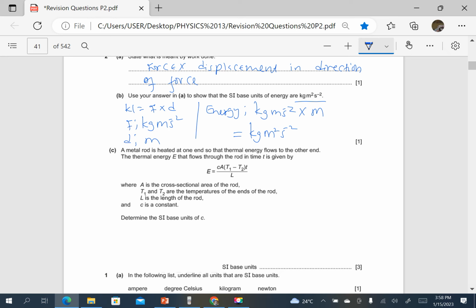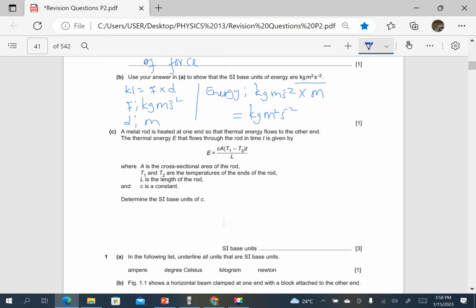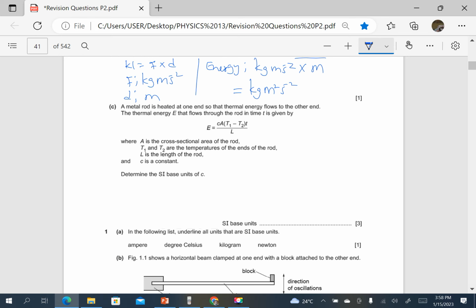A metal rod is heated at one end so that thermal energy flows to the other end. The thermal energy E that flows through the rod is given there. A is cross-sectional area. The units of A are going to be meters squared. T1 and T2 are the temperatures of the ends of the rod. So that means the units of T1 minus T2 will actually be Kelvin. L is length. The units of length are going to be meters.